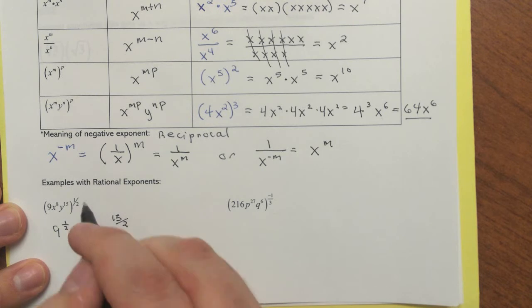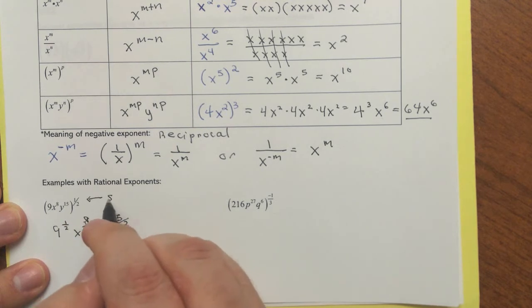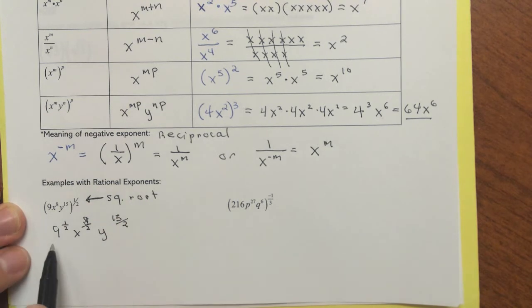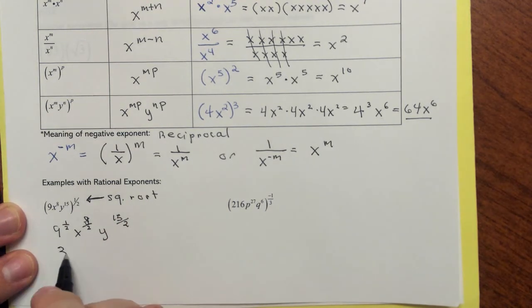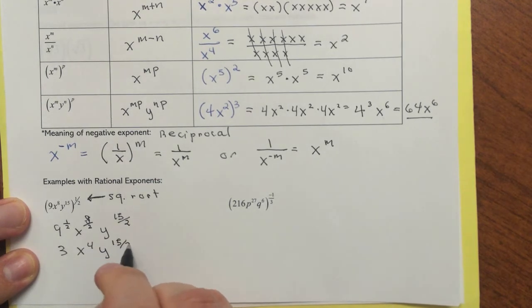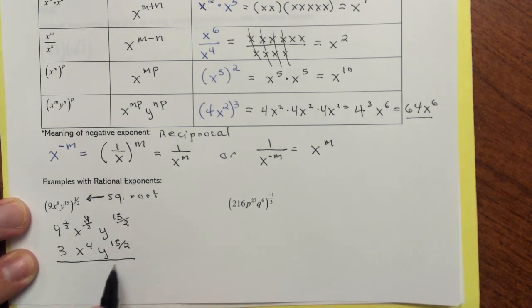Again, I need to remember 1/2 power really means that I have a square root. So the square root of 9 is what this means. The square root of 9 is 3. x to the 8 halves, of course 8 halves is 4. And 15 halves is going to stay 15 halves. Can't simplify that.